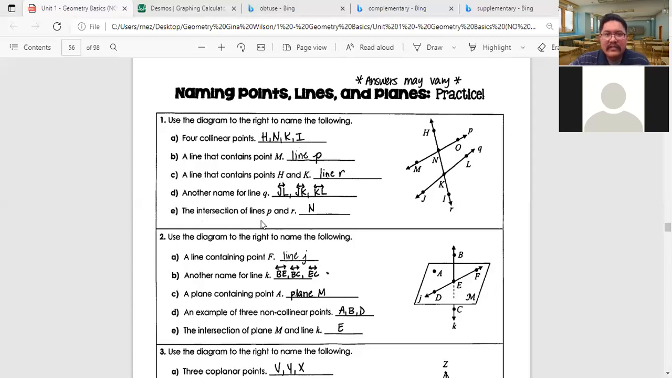So the intersection of lines P and R. So P is this top one, and R is this almost vertical one. So where do they intersect at? Well, that's kind of easy. And again, intersection, just like if you can imagine these as roads, right? If this was a road, they would cross in an intersection.